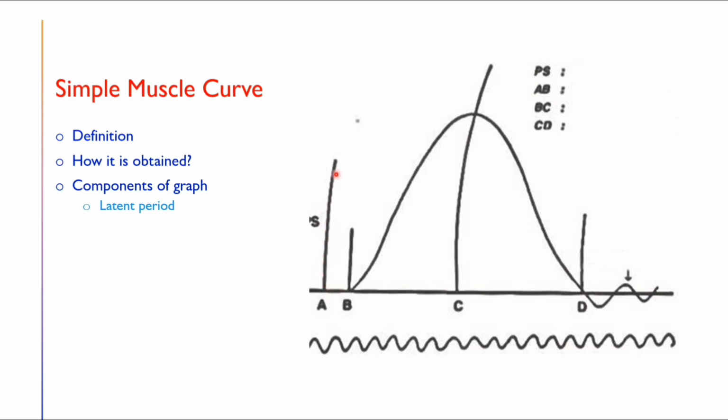At this A point, if you see there is a long marking, this is a marking of the stimulation of the muscle. That is why it's called PS, point of stimulation. So this is the point where a muscle is actually stimulated. But after stimulation, you can see the graph is not showing any sign. So that is why this period A to B is known as latent period. Latent means hidden period. So here mechanically nothing is happening, but chemically there are lots of processes happening.